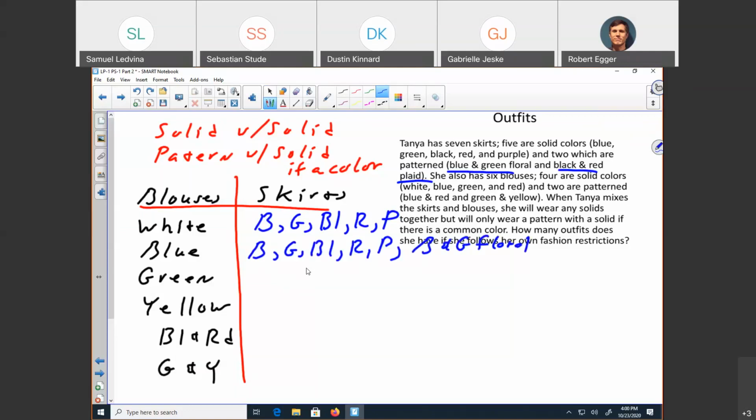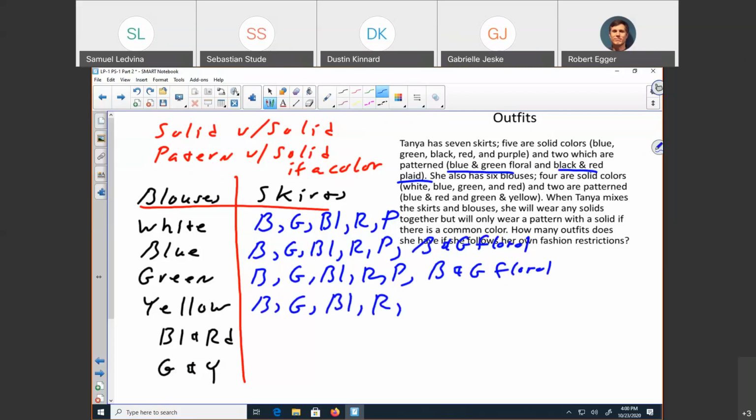Green, okay, that's a solid. It'll go with any solid. And green's in it, so the blue and green floral again. Yellow. All solids are good. And there is no yellow in any of the skirts.